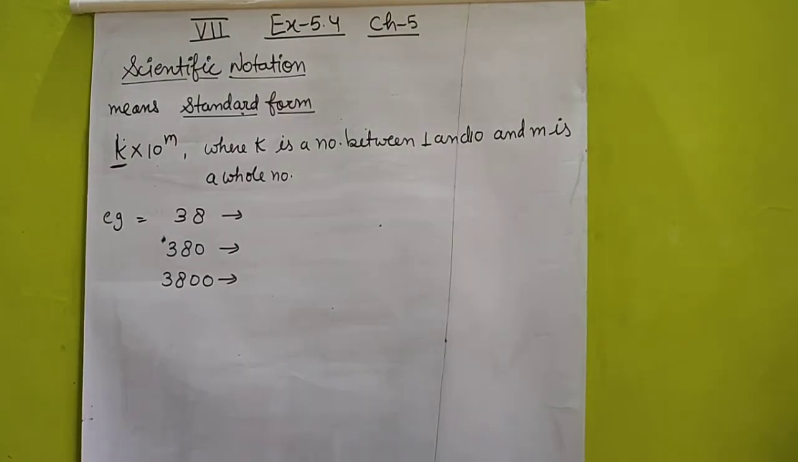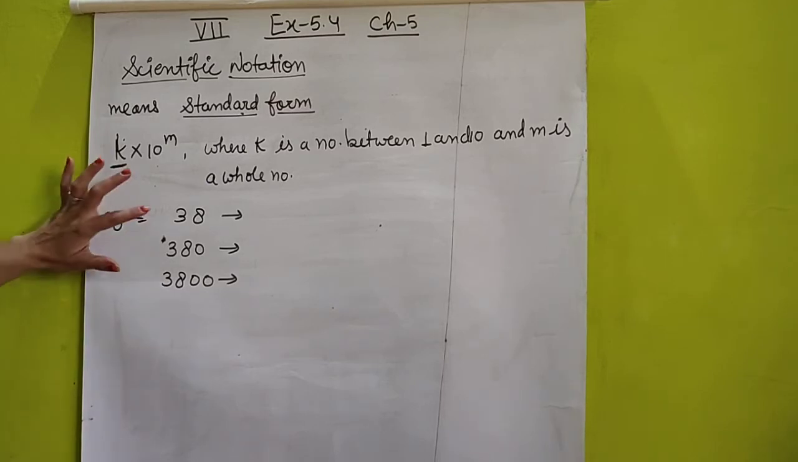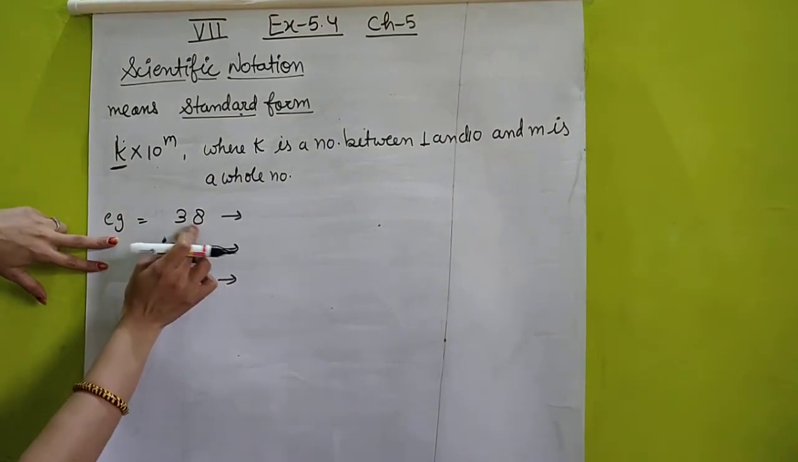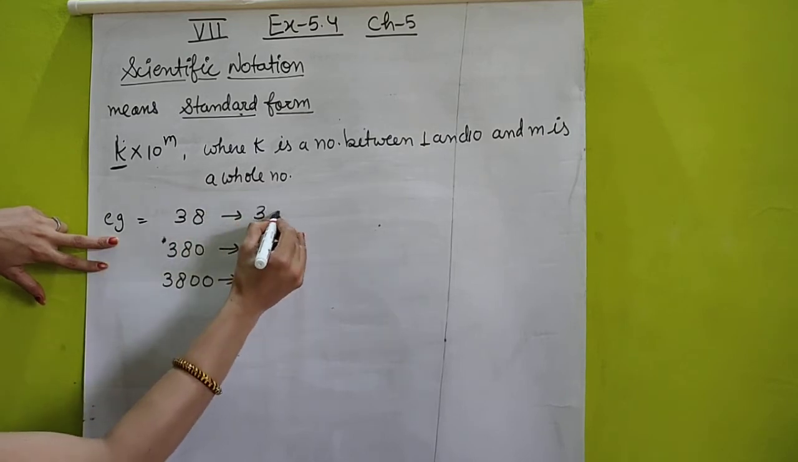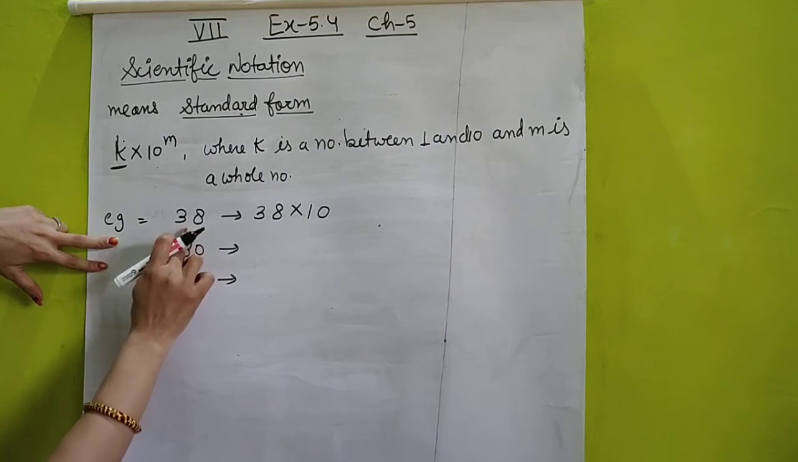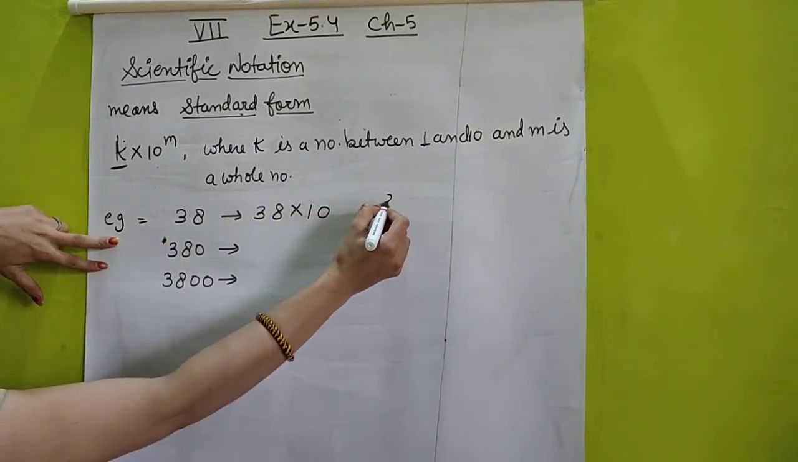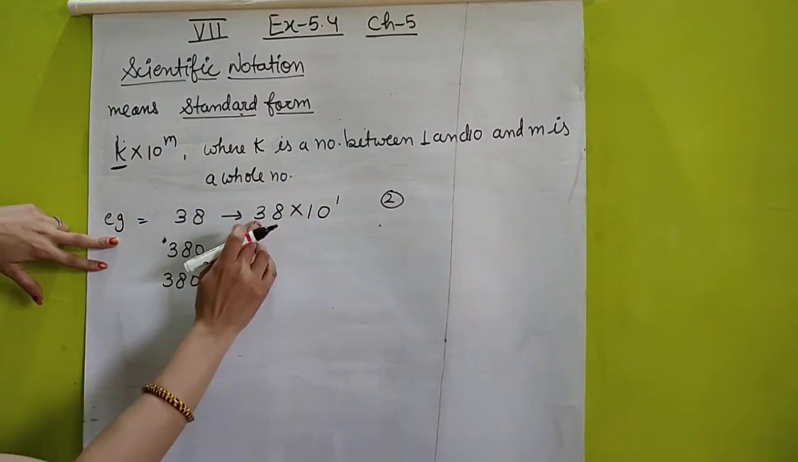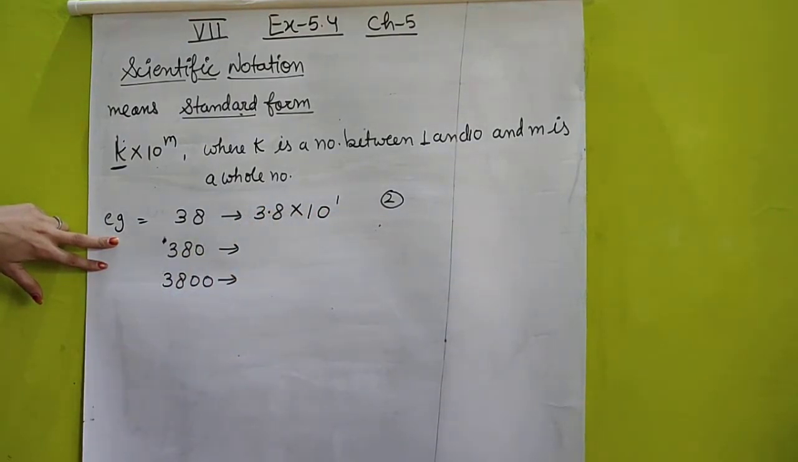Now students, we are taking more examples. First is 38. Total number, two digits are here. So 3.8 multiplied by 10. Total number is 2, so 2 minus 1, the 10 power will be 1. And after 3 we can put the decimal.